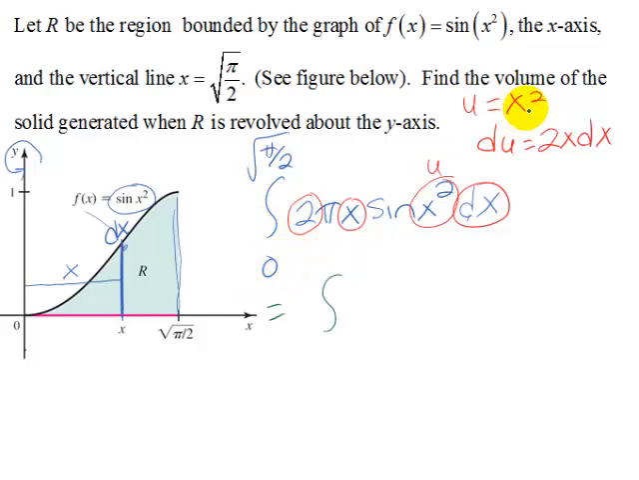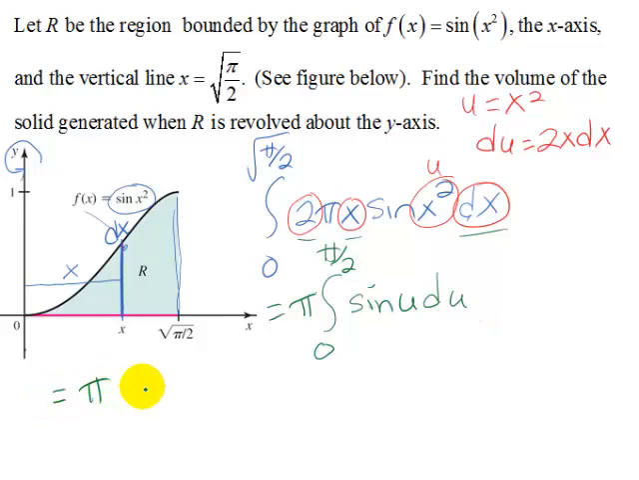So if x is 0, put it in here, u is also 0. If x is square root of pi over 2, I square that and I get pi over 2 for u. Now I'm going to move the pi out in front, and this is going to be then sine u, and this 2x dx becomes du. Now I'm ready to do the integration. So I still have pi out in front, and the antiderivative of sine u is going to be negative cosine u, and I need to evaluate that from 0 to pi over 2.